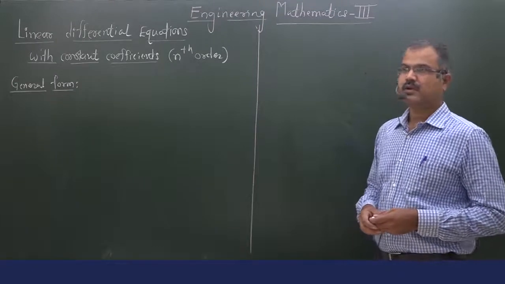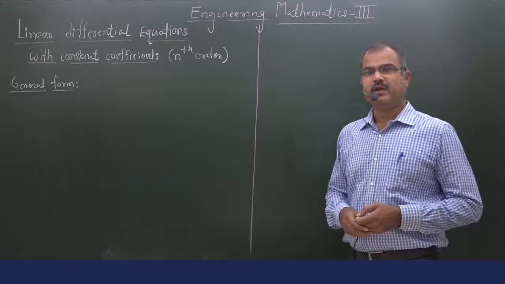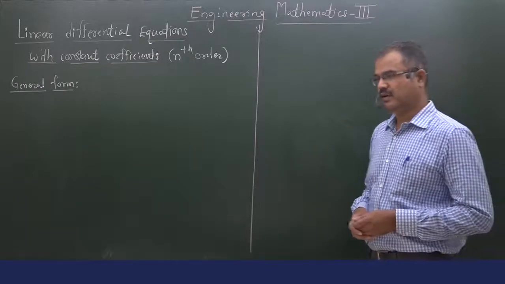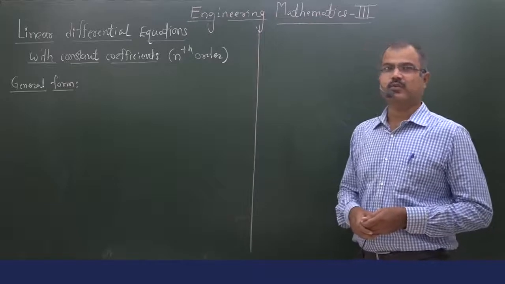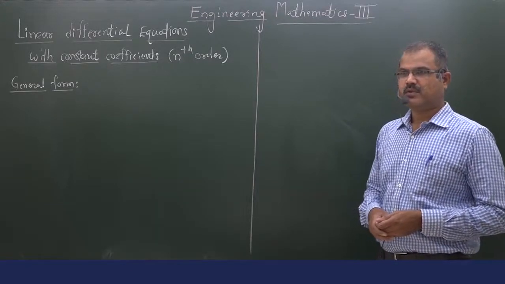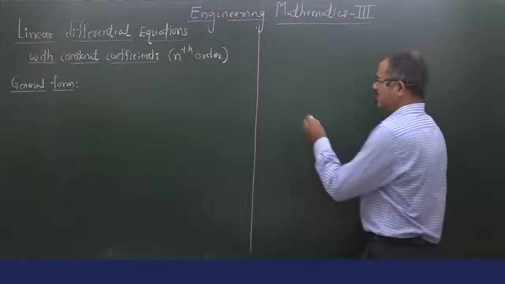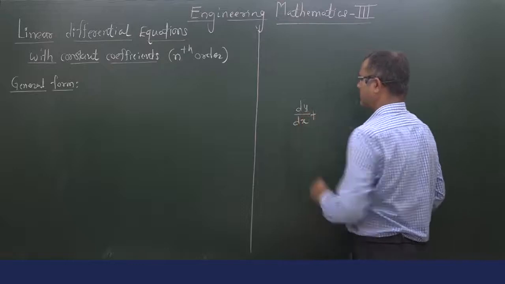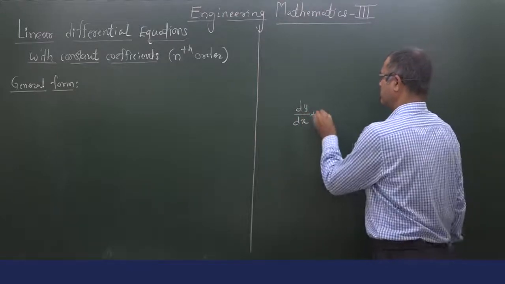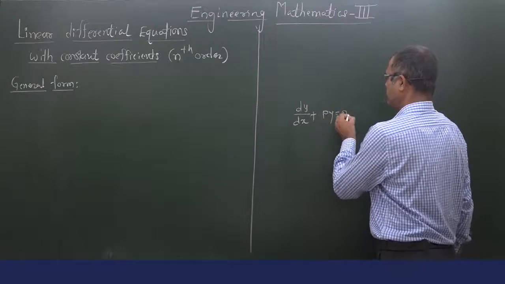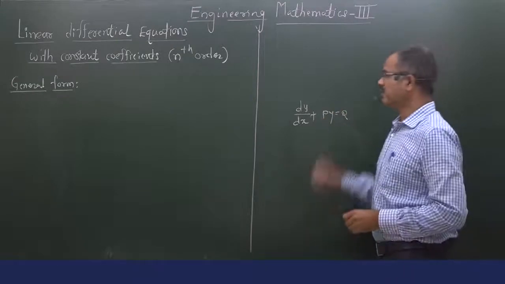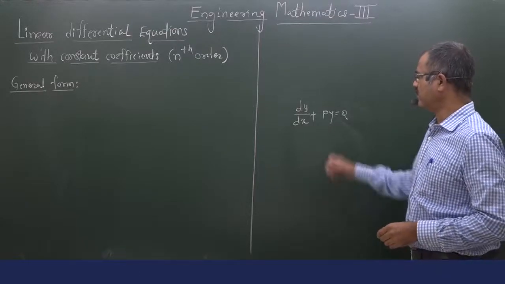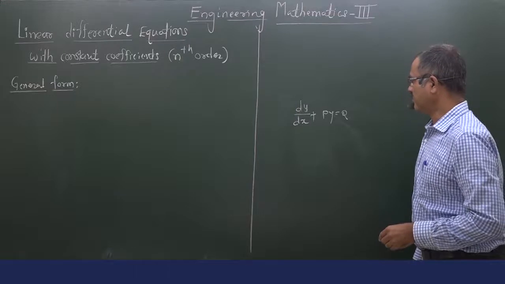A differential equation is said to be linear if degree of dependent variable and its differential coefficient is equal to 1 and they are not multiplied to each other. The general form of linear differential equation first order first degree is dy by dx plus py is equal to q, where p and q are functions of x alone.